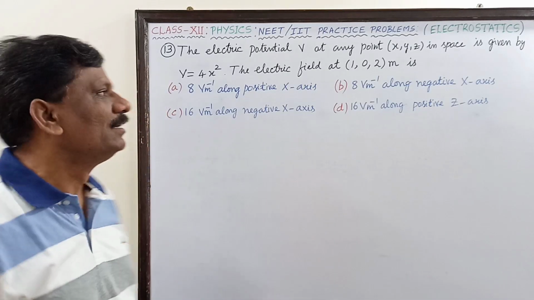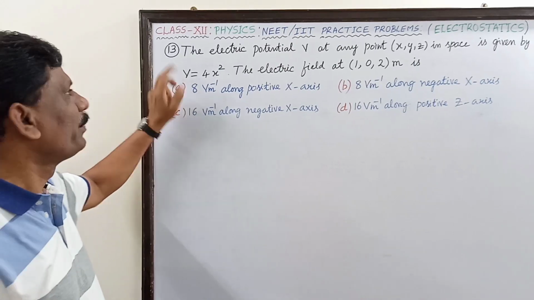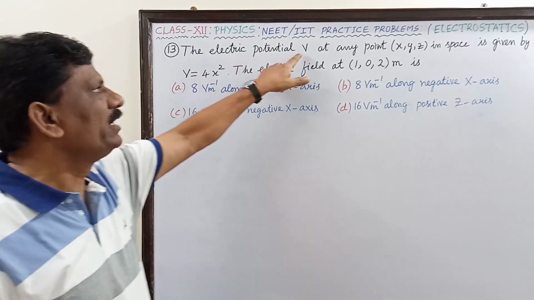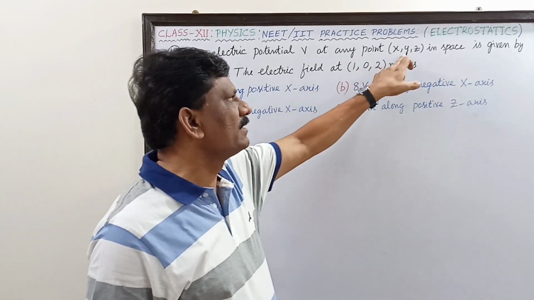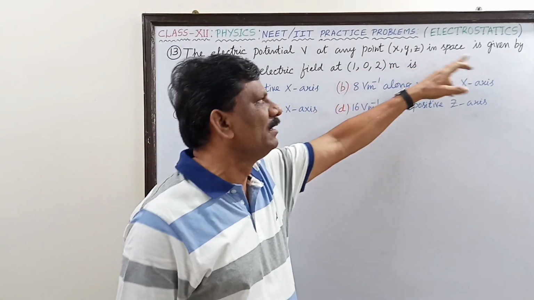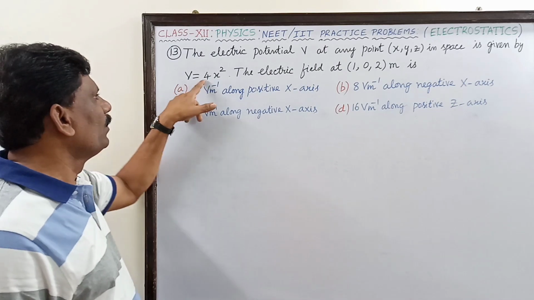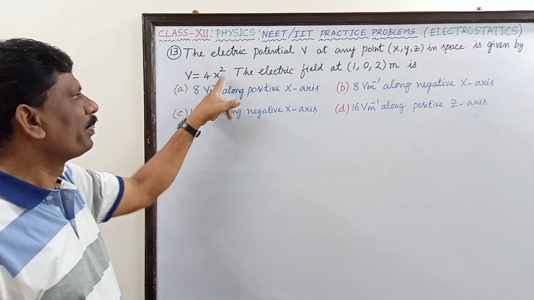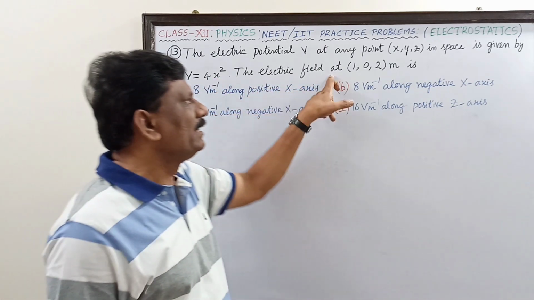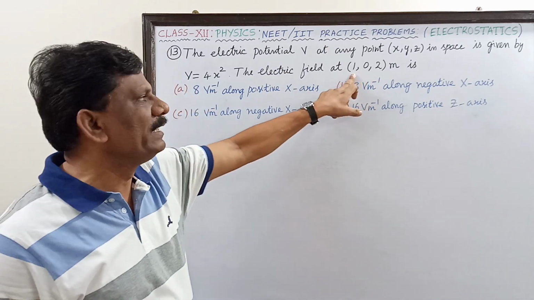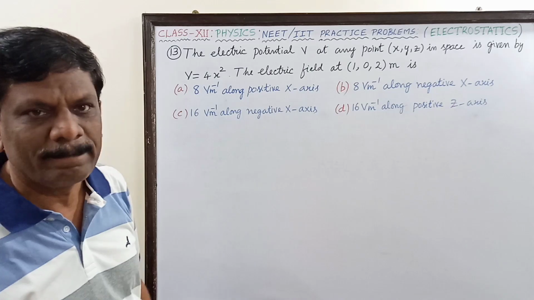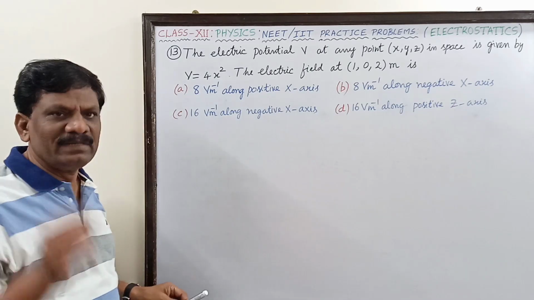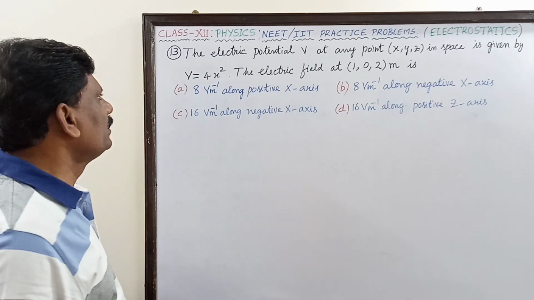Hi students, MCQ number 13. The electric potential V at any point with coordinates x, y and z in space is given by V equal to 4x square. The electric field at a point having coordinates 1, 0, 2 meter is to be determined. So very simple numerical problem.